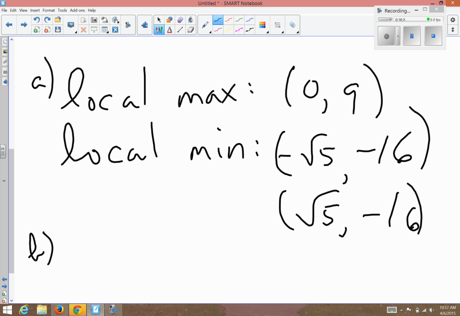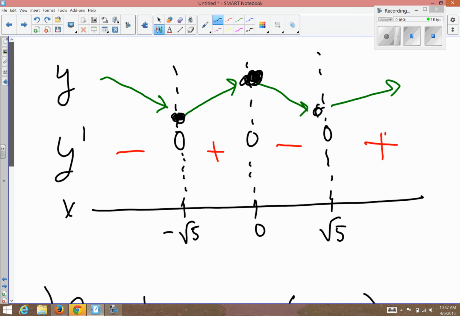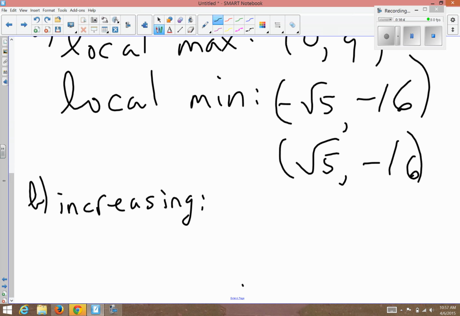Part B, the intervals on which the function is increasing. I'll just look back up here and see this green increasing. We're going to say from negative radical 5 to 0. From this x up to this x. And we will use square brackets. We'll discuss the reason in class.